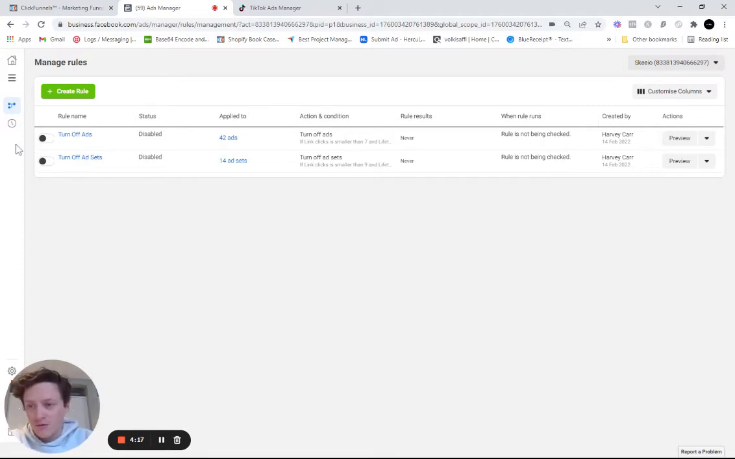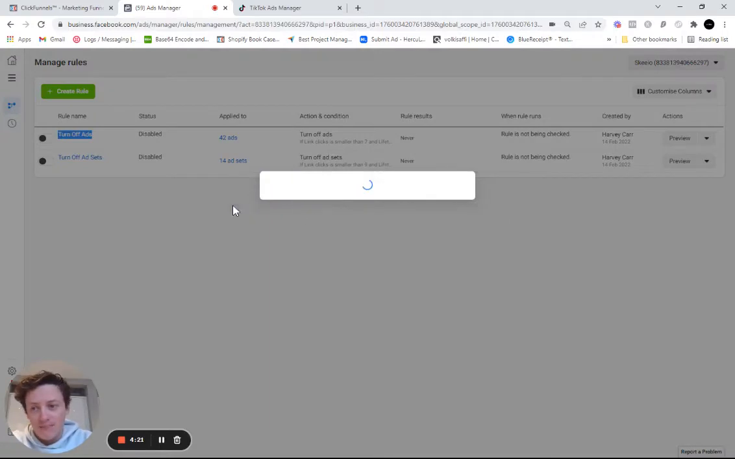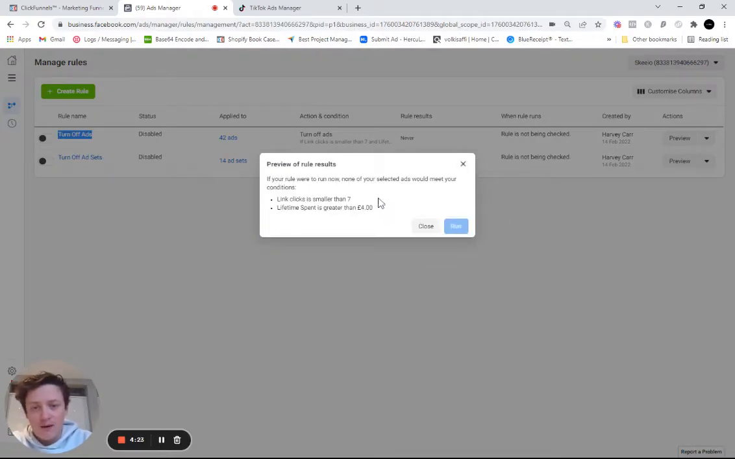So I set up these automated rules to turn off my ads if, let me preview this here, one of my ads has spent more than £4 and got less than 7 clicks, which puts the average cost per click around 60 pence, I think, 60 or 70 pence. So I'm saying if my cost per click is greater than 70 pence, turn the ad off.